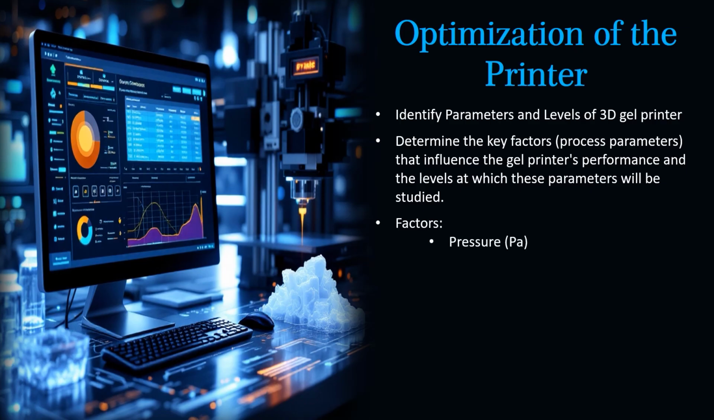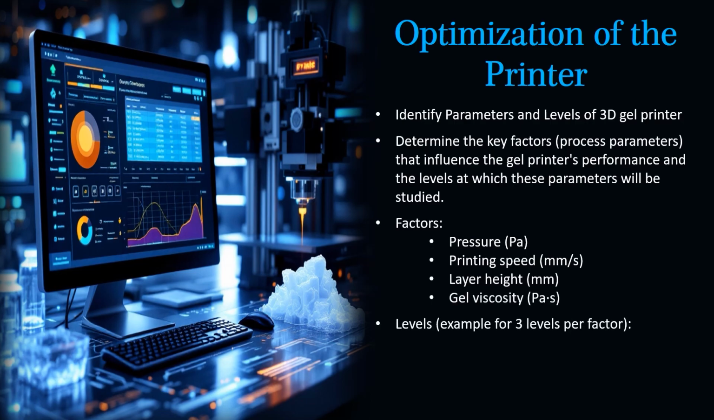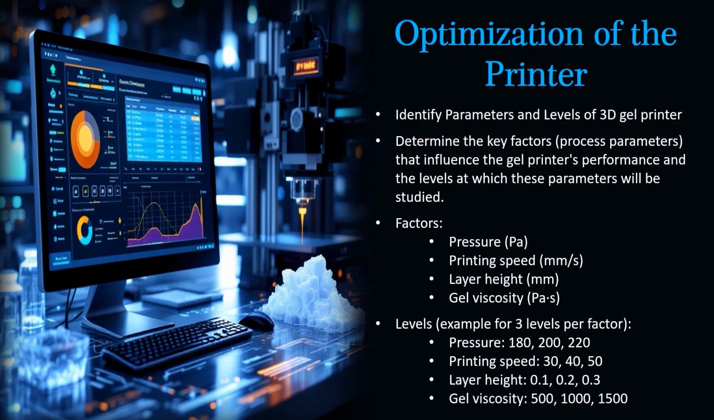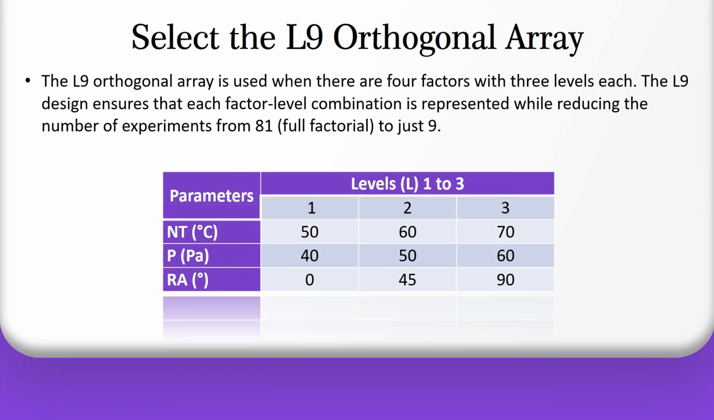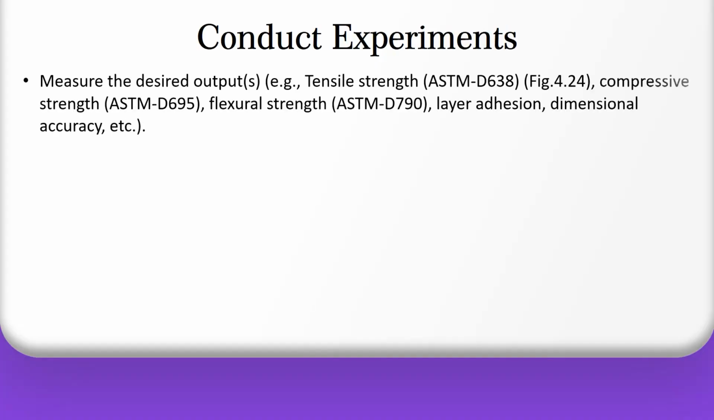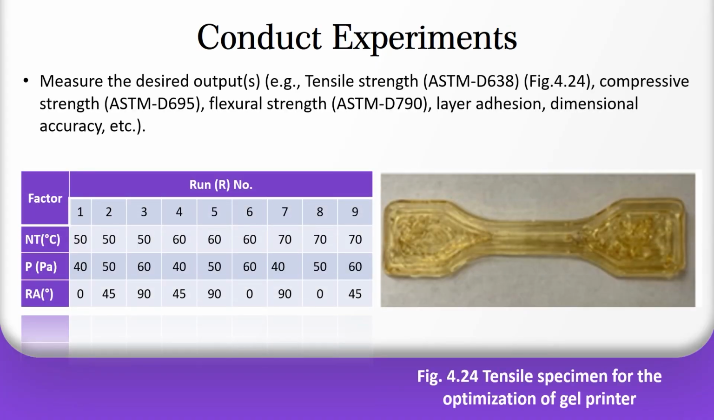There are some parameters that I can optimize on my 3D gel printer. I can control the pressure, printing speed, layer height, and gel viscosity. In one example, they put pressure at 180, 200 to 220 psi, then printing speed in mm per second, layer height, and gel viscosity. Based upon this, they performed a DOE, and in this DOE a Taguchi-based L9 analysis has been used. Depending upon the ASTM D638 tensile coupon, ASTM D695 compressive coupon, and ASTM D790 flexural coupon, the specimens have been developed. So you can see the final component is available, and I can go for different types of mechanical testing.